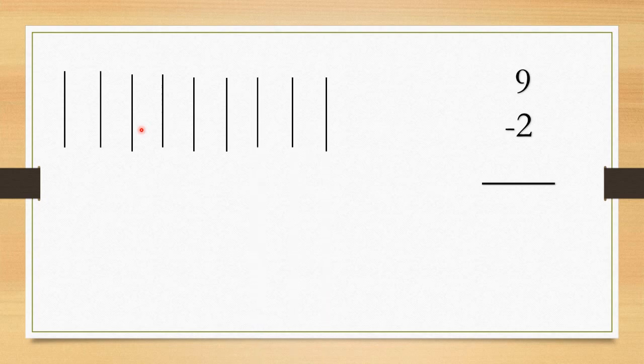Then I take away 2. 1, 2. Then how many remaining? Wait, I count. 1, 2, 3, 4, 5, 6, 7. Now 9 minus 2 is equal to 7.